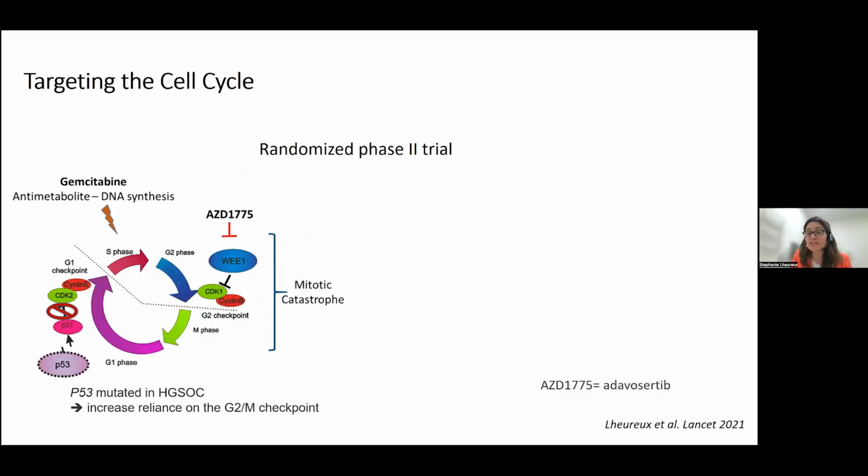And that was a randomized phase 2 trial that our group conducted based on the rationale that it's not synthetic lethality, but it's a mitotic catastrophe. When you target all the points of the cell cycle, you can lead to a kind of synthetic lethality. So high-grade serous ovarian cancer, if p53 mutated, you increase your reliance on the G2M checkpoint here. So you can block it by a WEE1 inhibitor, for example, the AZD1775, and then you can target the S phase with gemcitabine, which is an anti-metabolite. So you target all the checkpoints of the cell cycle to go to the mitotic catastrophe.